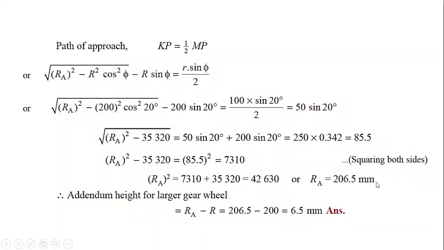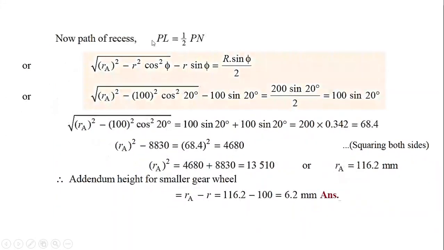From this you will find the addendum value of the gear. RA equals capital R plus the addendum of the gear wheel. So what is the addendum value? The addendum height of the larger gear wheel is equal to capital RA minus capital R, which is 206.5 minus 200. The addendum of the gear wheel is 6.5 millimeter.